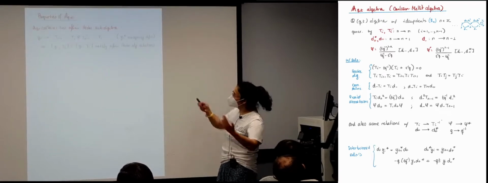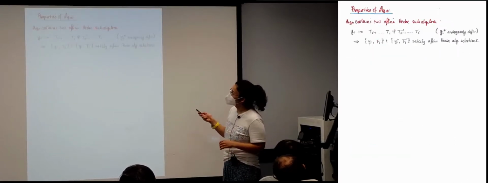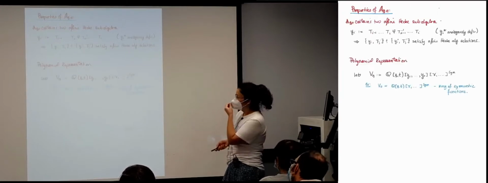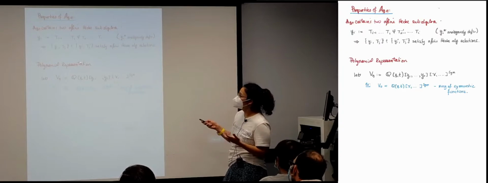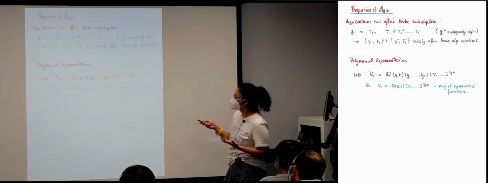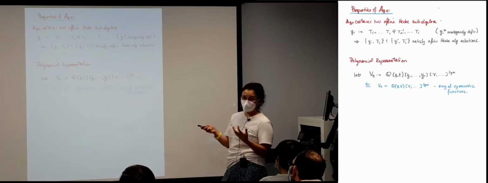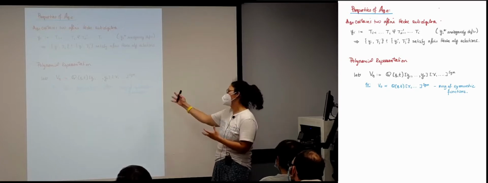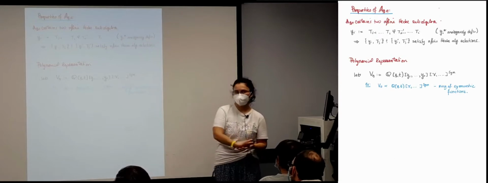Okay, so we have all these relations. As I told you, AQT contains 2 copies of this affine Hecke algebra. And what I'm going to tell you about now is, once you have all these 3 relations, how does it act on these vector spaces Vn, and essentially how we can draw pictures from them. Any questions up to now?